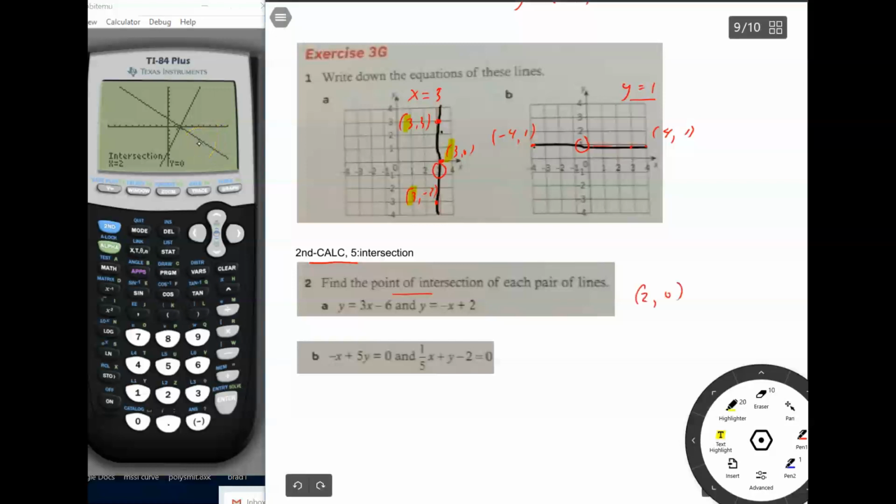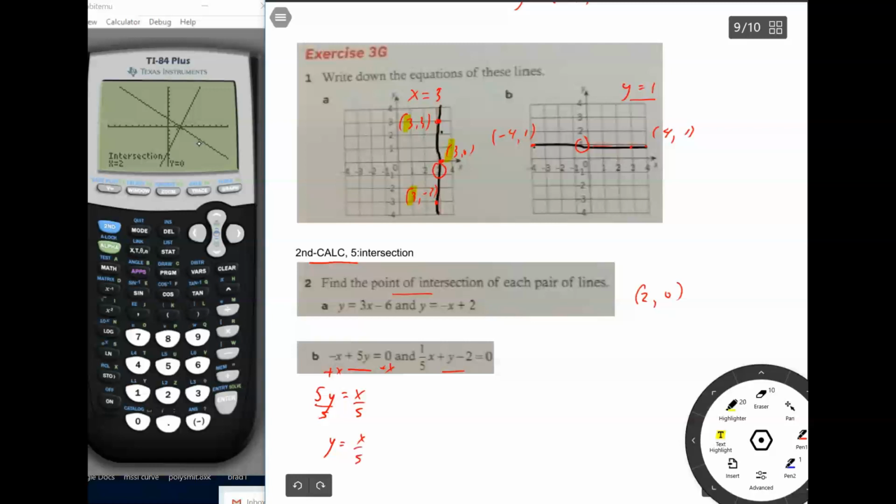Okay? And what about this other set here? These are a little bit harder because to program these in the calculator, first we need to put them in gradient intercept form. We need y by itself. So, for example, we have negative x plus 5y equals 0. Let's add x to both sides so that we can get y by itself on the left. And then, unfortunately, y is still multiplied by 5, so we get rid of the 5 by dividing both sides by 5, and then we end up with y equals x over 5. So that's one of our equations.